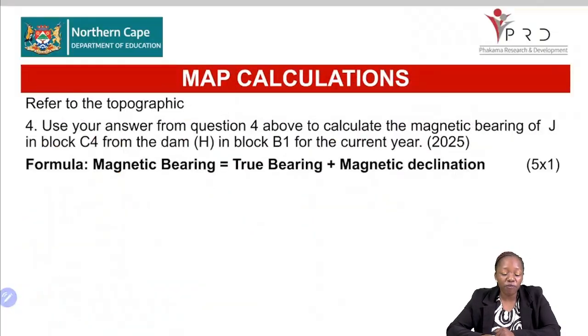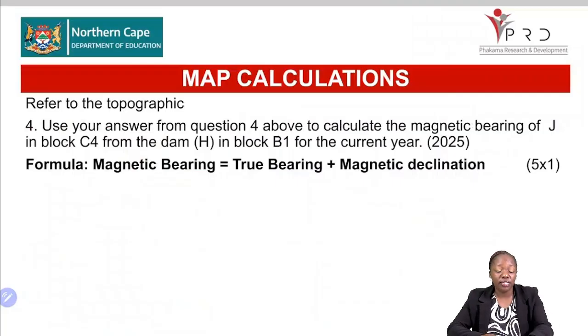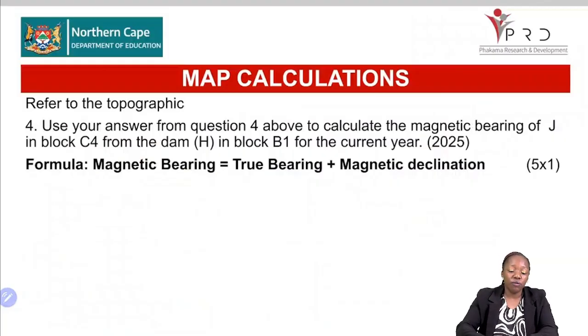Then we're moving right along to our fourth calculation. Again, it says refer to the topographic map. Use your answer from question 3 above to calculate the magnetic bearing.